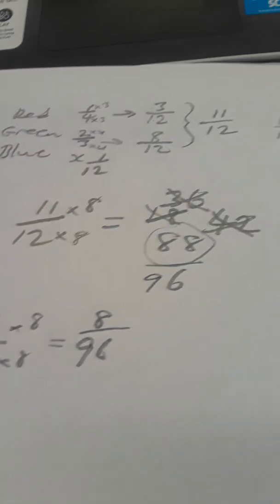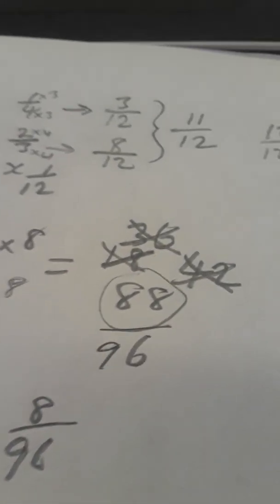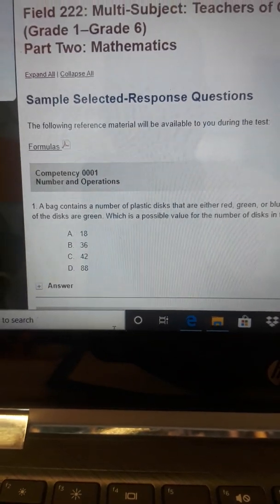So now we have blue is 8 over 96. We have red and green as 88 over 96. So add 88 over 96 plus 8 over 96, and we are going to get 8 and 8, 16. So that's going to be 96 over 96. So now we know, self-check, we know our answer of 88 is correct. And so the answer should be 88 red or green discs.